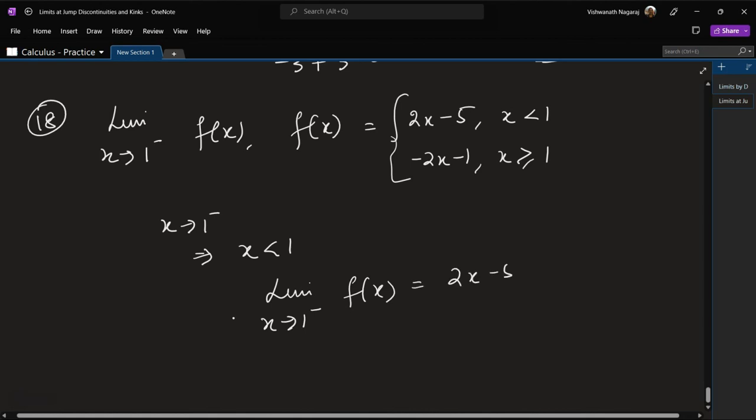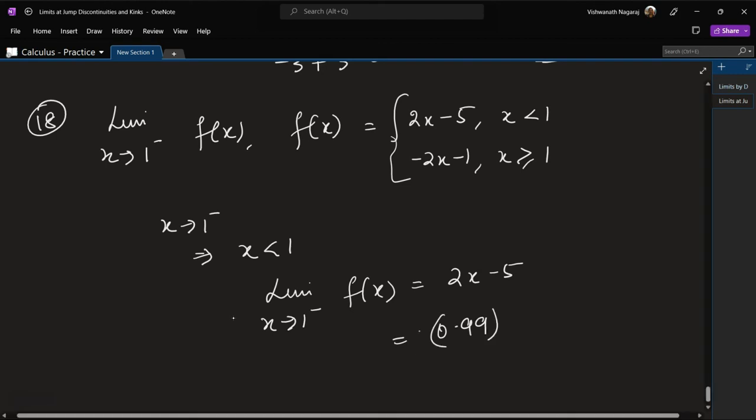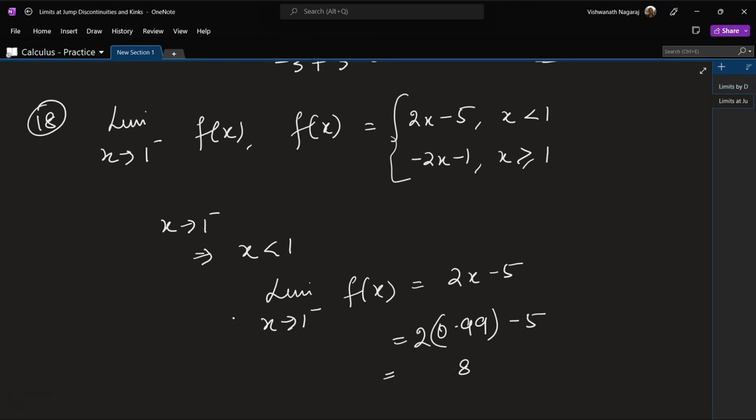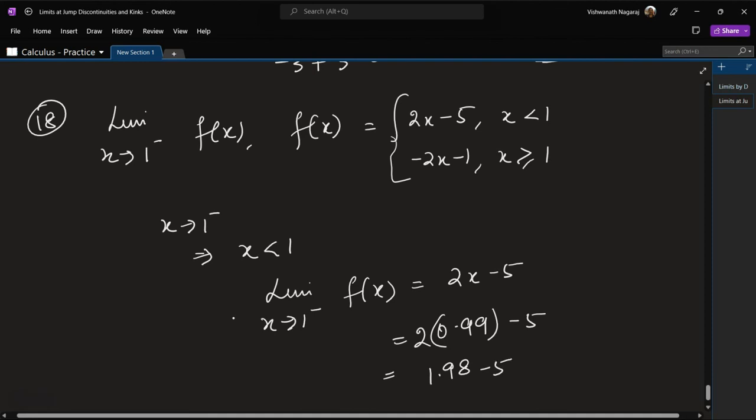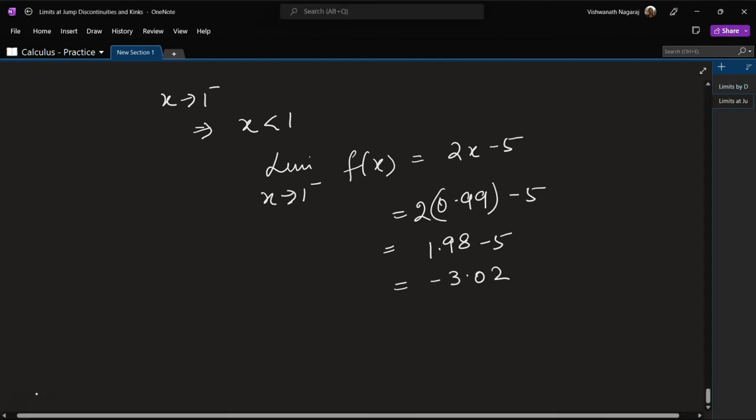So we take the limit as x approaches 1 from the negative side of f of x, with x less than 1, so 2x minus 5. Let's take a value which is very close to 1 but less, so 0.99 times 2 minus 5. 9 twos are 18, 1, 9 twos are 18, 1.98 minus 5. And this would give us minus 3.02, which is approximately minus 3.